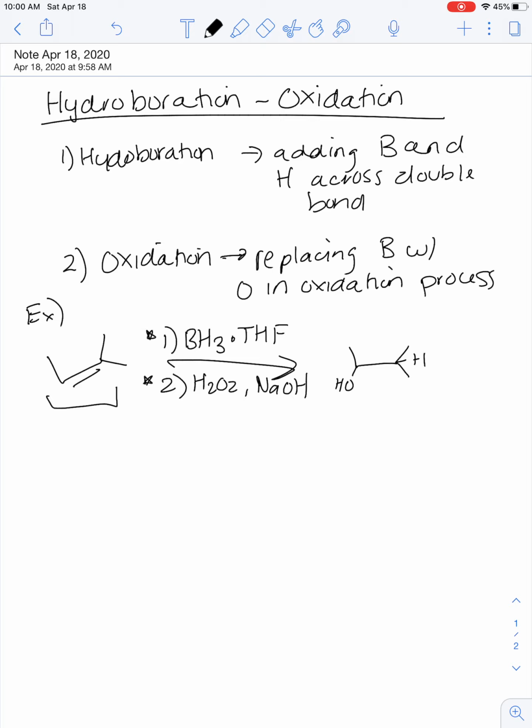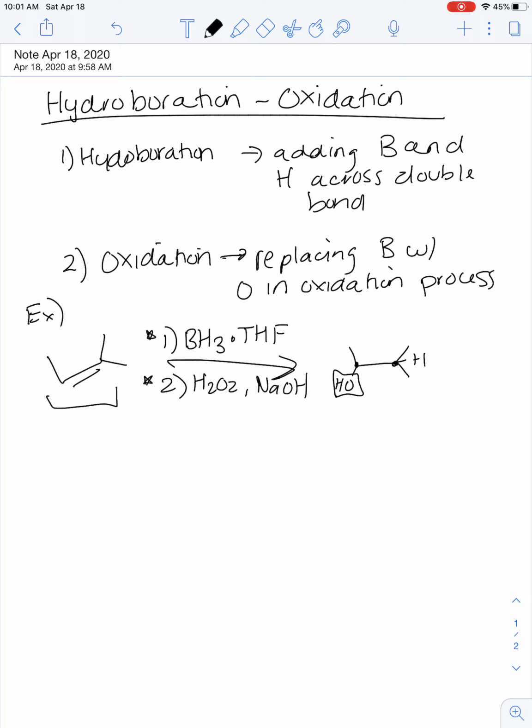So if we're looking at this first example, we have this alkene here, we have a two-step process, again indicated by the numbers. And again, we're going to have that anti-Markovnikov addition. So our hydroxyl or our OH group alcohol is going to be added to the least substituted carbon atom. And our hydrogen will be added to the more substituted.